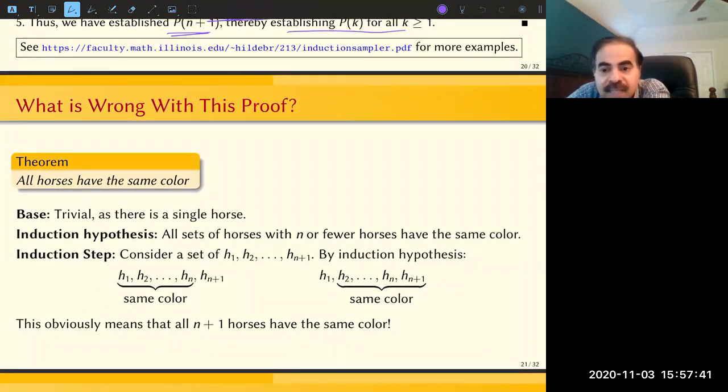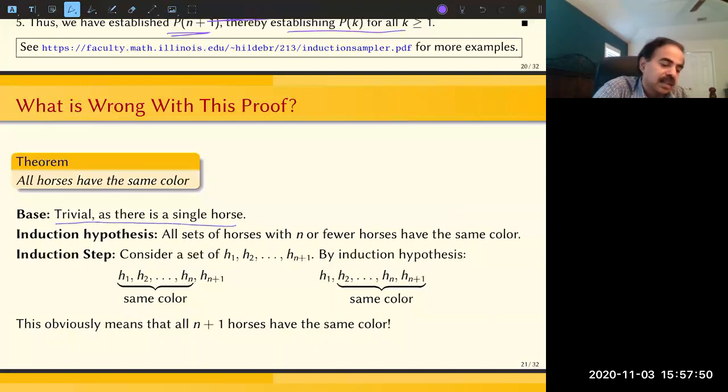I've proved that all horses have the same color, right? So how do I do that? Well, the base case is for a single horse. Of course, a single horse has one color, right? There are no two horses for me to compare and say that they don't have the same color. Now, the induction hypothesis is that I know that it is true for P of n.